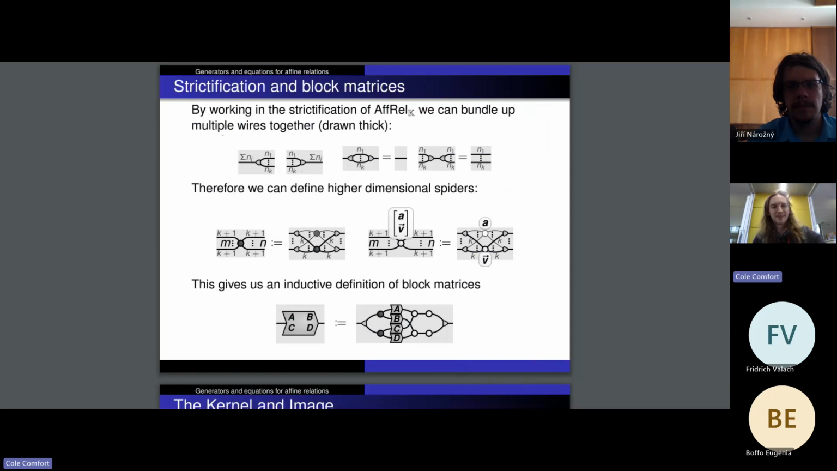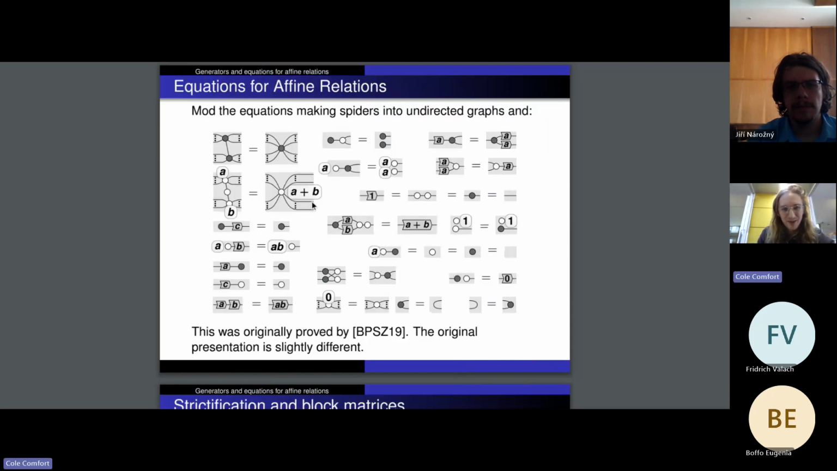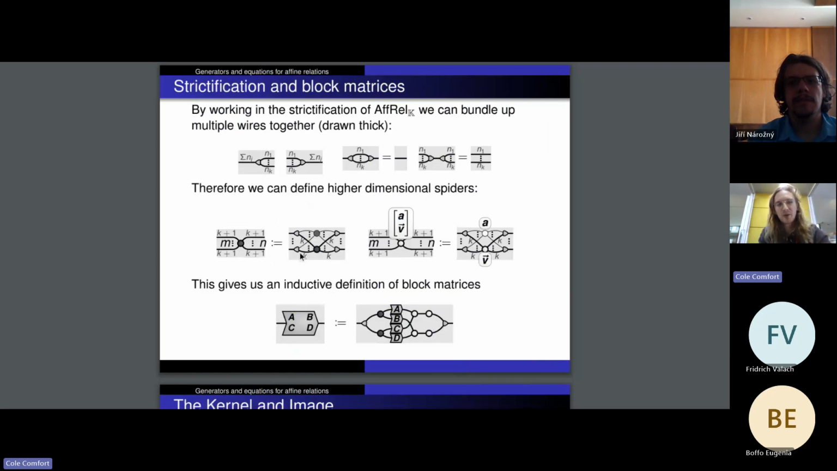But the point of this notation is that whereas before all of the generators only involved one wire, here I can bundle them up and I can define these Dirac deltas, but now on systems of k plus 1 wires, and also these affine spiders, where now instead of adding by a scalar, you add by a vector. And this allows you to define block matrices using pictures, because if you have this matrix A, B, C, D, you split the inputs up, copy them, multiply them by the constituent matrices, and then sum them back together. And that's the inductive definition of a matrix using these pictures.